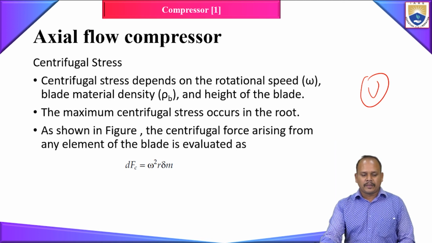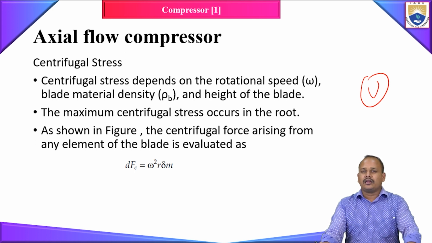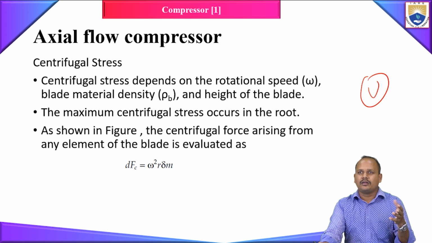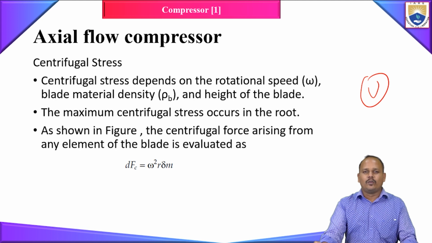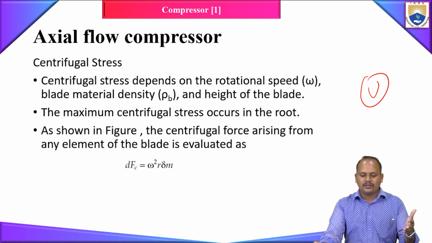Let's say we take the centrifugal stress generated. It is going to depend on the speed at which your rotor blade is rotating, the density of your material, and the height of your blade. These three parameters dictate how much centrifugal stress is generated on your rotor blade. From experiment, it is found that at the fixed end, basically at the root of your compressor rotor blade, you will have the maximum centrifugal stress. Now we are going to find the centrifugal stress equation, and from that decide how fast your rotor blade can rotate.